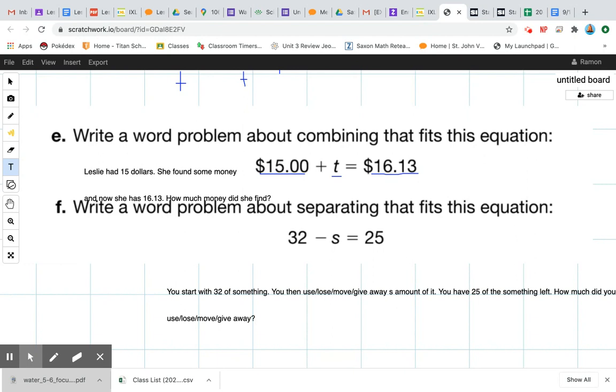So you can say you had 32 marbles, you lost some of them, you have 25 left. How many marbles did you lose? So those are all examples that you could use to make your word problem. You don't have to solve them. You can if you want, but you don't have to. The important thing here is to create the word problems themselves. Now, that's your practice set.